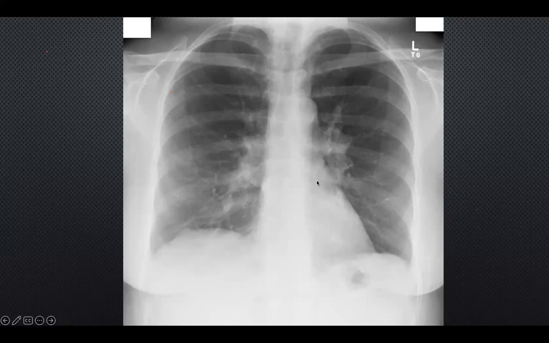What I'm looking at here is both of the hila, and they're looking a bit more bulky, a bit more white than I would normally expect them. I wouldn't expect them to be this big on both sides, and it's just looking a lot more white. So I would say that there's bilateral hilar lymphadenopathy here.